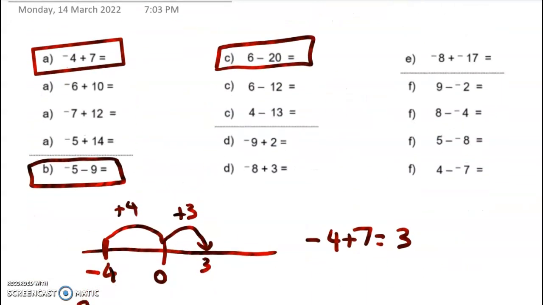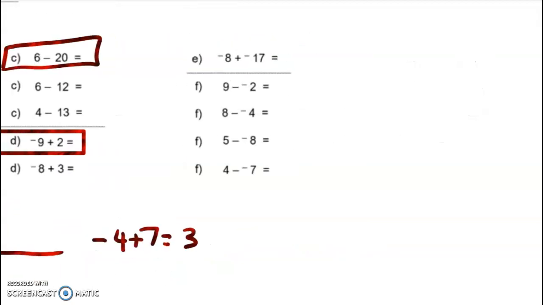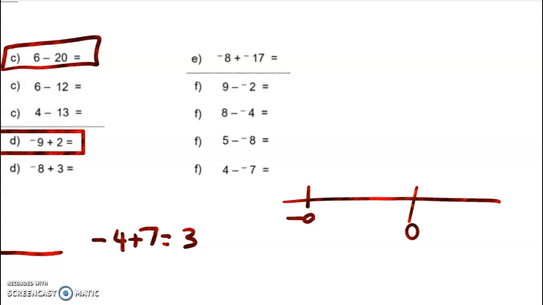Right, 2 more. Let's pick this one, -9 plus 2. Here's my number line, there's 0. I'm starting at -9. And plus 2 means I'm going in that direction. So I'm hopping 2 and I get to -7.